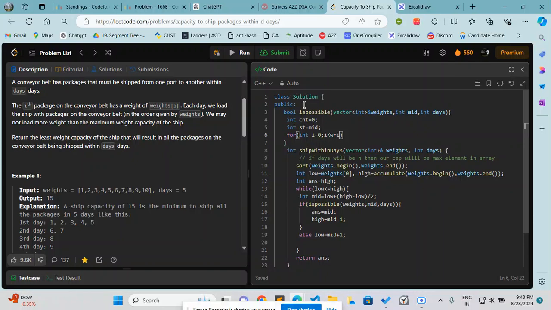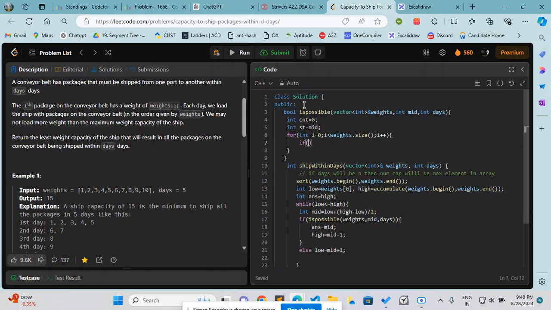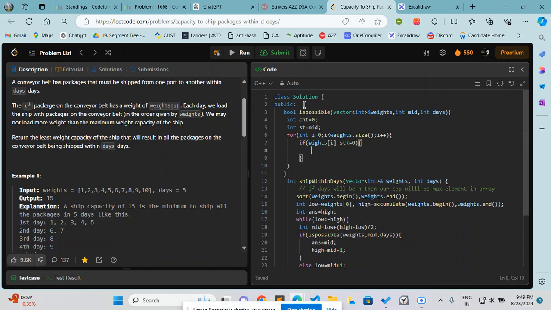For i equals 0, i less than weights size, i plus plus. If weights of i minus st is less than or equal to 0, it means it is greater than st. So what can we do? Sorry, st minus weights of i.